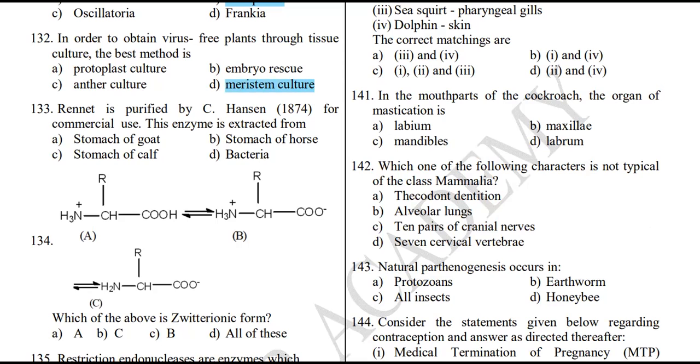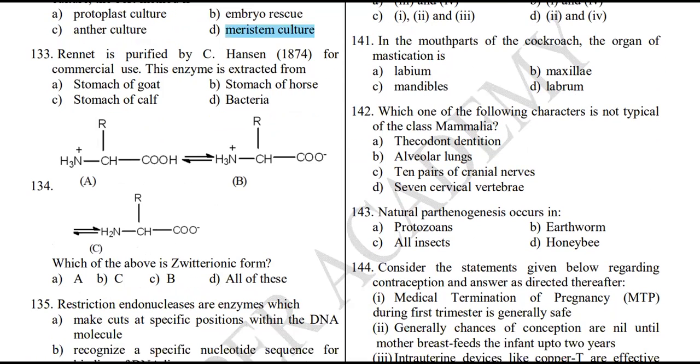Rennet is purified by C. Hansen for commercial use. First, we have to understand what this rennet is. Rennet is the one which, when you add it to milk, helps in coagulation, right? Yes, they just form a kind of clumps. This enzyme is actually isolated from the stomach of a calf. Okay, yes. So the answer is going to be option C.